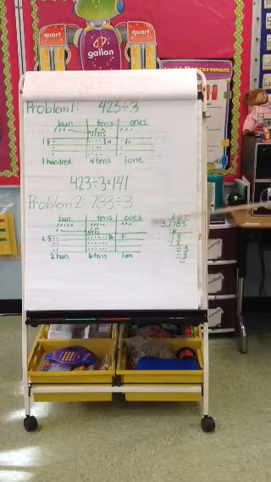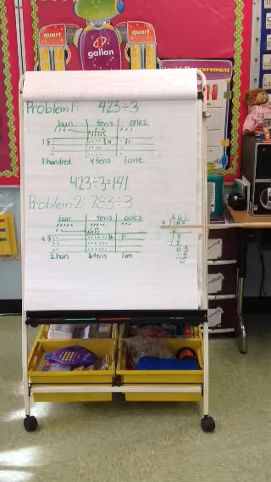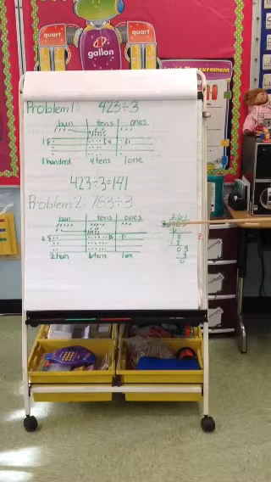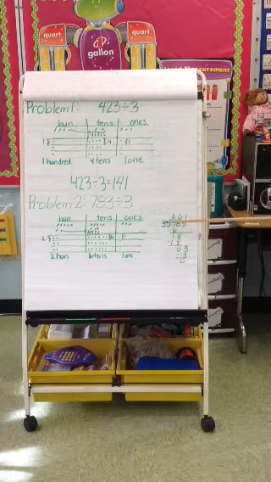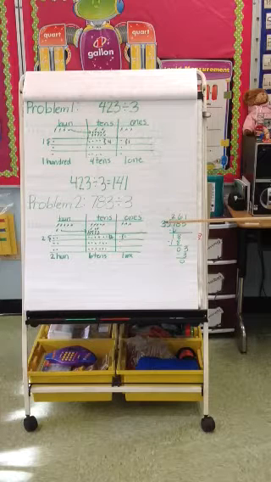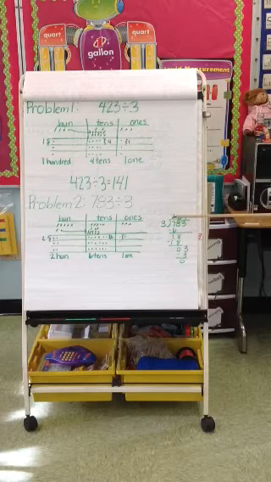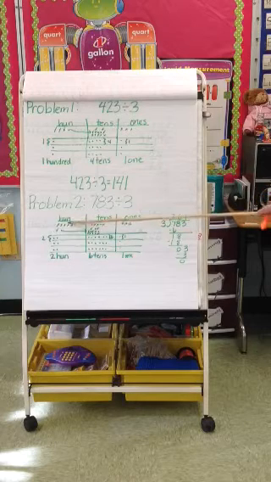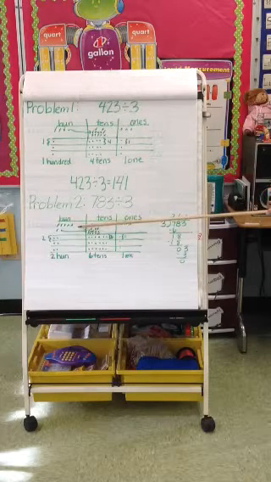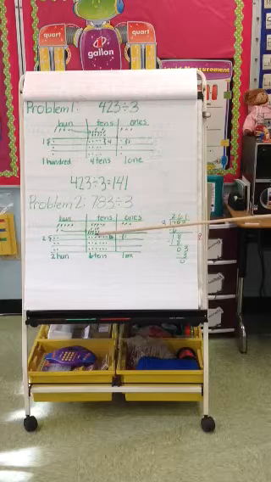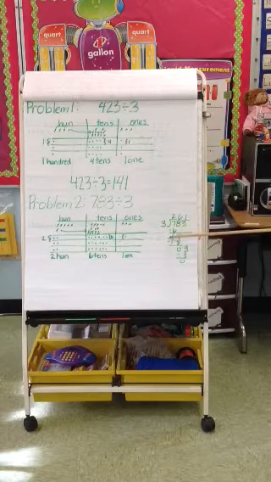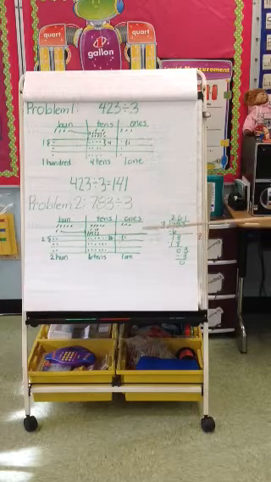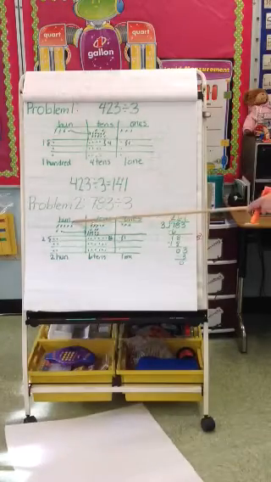Now, I did put the standard algorithm next to it to show you. 783 divided by 3. 7 divided by 3, you can get 2 in each group. The 2 goes in the quotient. 2 times 3 is 6. Just like over here, we only use 6 of our hundreds. We had to decompose one of the hundreds. We had 100 left, just like we did over here.